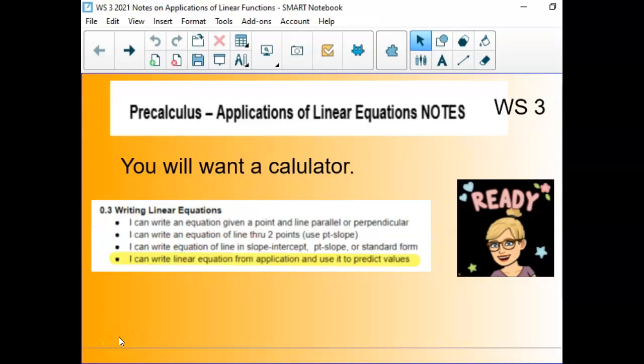Target is really just this bottom one because we covered all the rest yesterday.